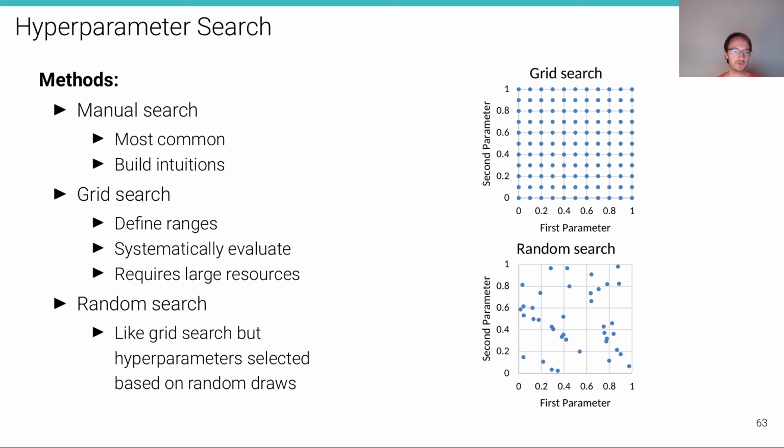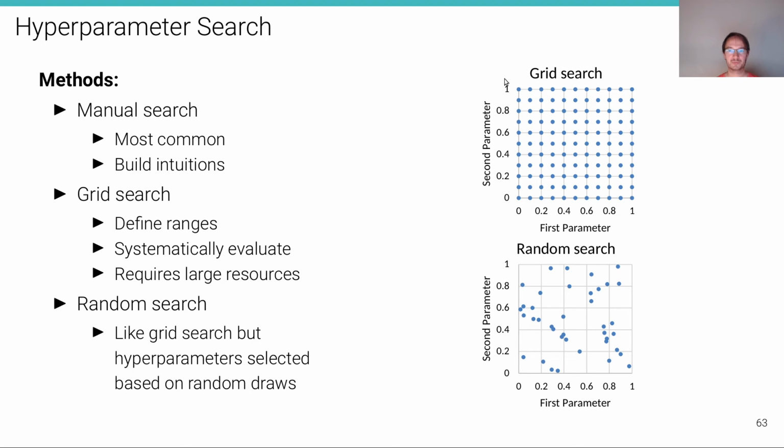Of course, if you have enough compute resources, you can do something like grid or random search, where you define some ranges that you systematically study. So here's a range over the first parameter and the second parameter, and you systematically try out these values until you obtain a low validation error. But of course, this requires a lot of training runs, which are very expensive.